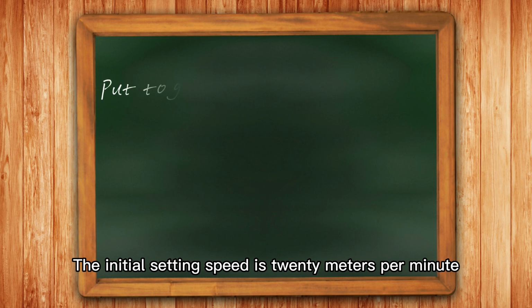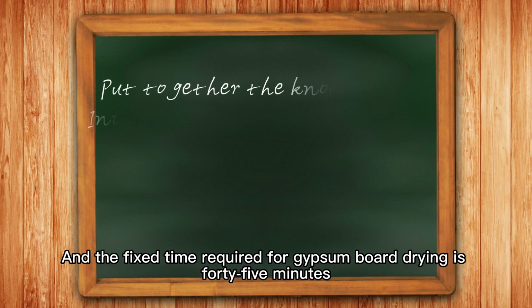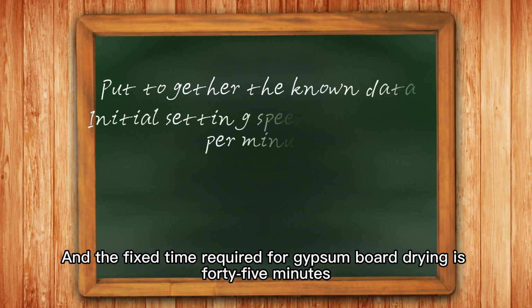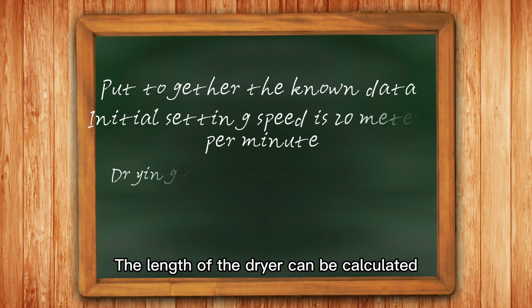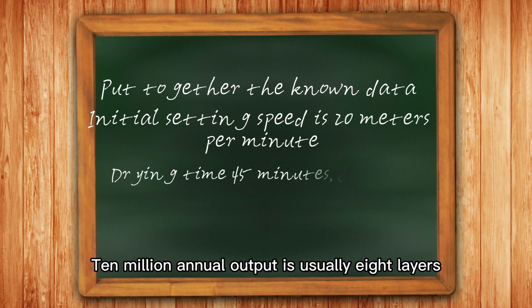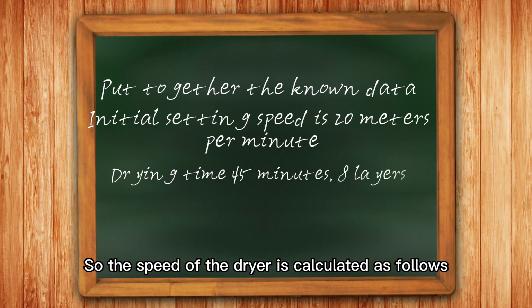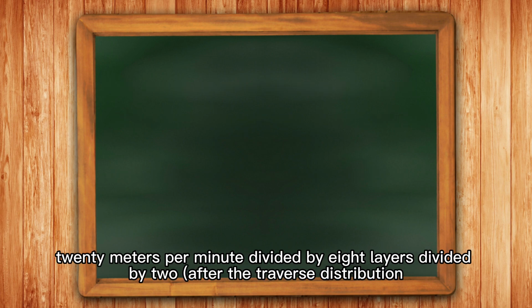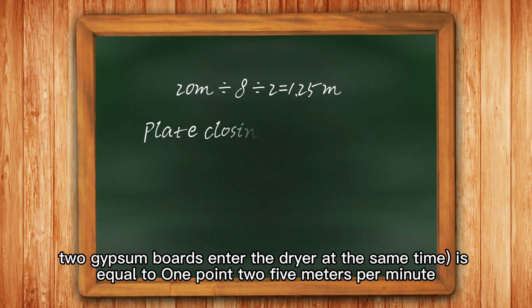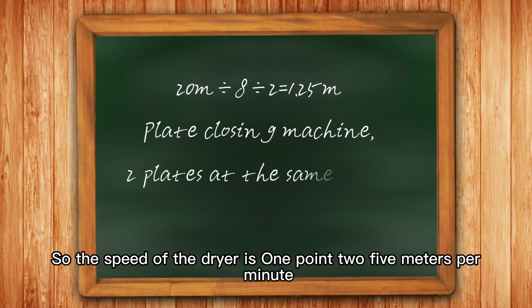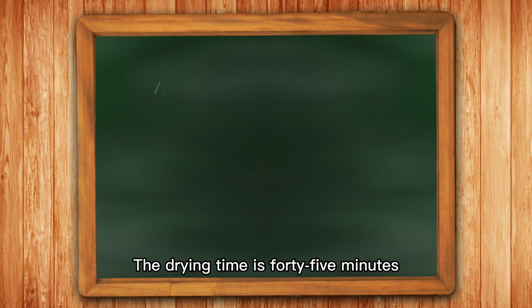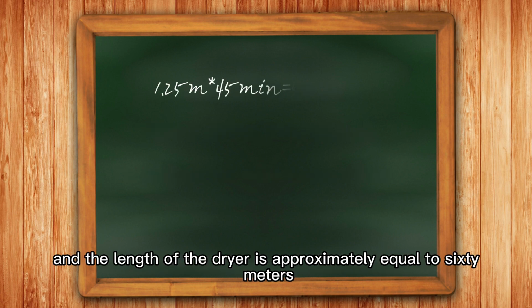The initial setting speed is 20 meters per minute, and the fixed time required for gypsum board drying is 45 minutes. The length of the dryer can be calculated. 10 million annual output is usually 8 layers, so the speed of the dryer is calculated as follows: 20 meters per minute divided by 8 layers, divided by 2 after the traverse distribution, since 2 gypsum boards enter the dryer at the same time, is equal to 1.25 meters per minute. So the speed of the dryer is 1.25 meters per minute. The drying time is 45 minutes, and the length of the dryer is approximately 60 meters.